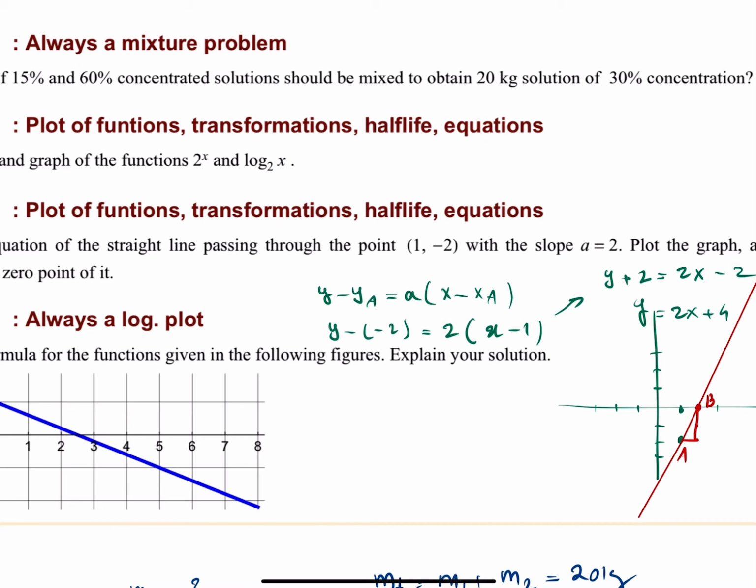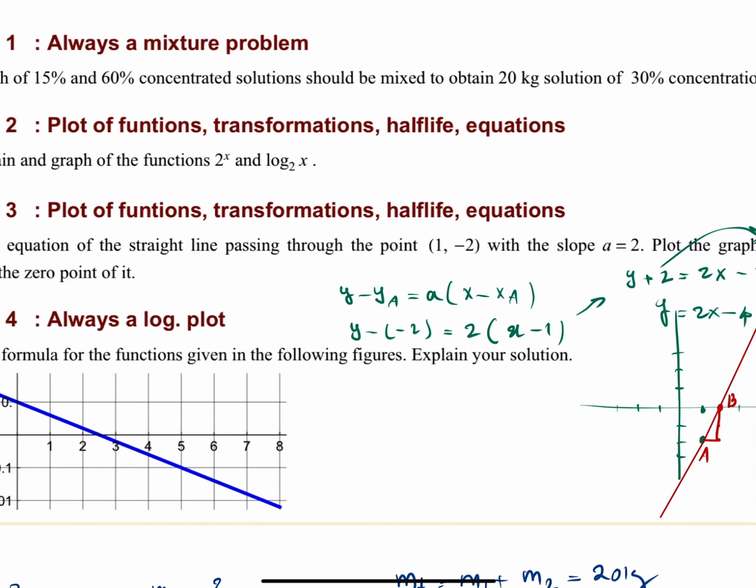Okay, it's one of the easy questions, and we can find it very easily. Excuse me, I made a mistake here. It will be minus 4, because when I move the 2 to the other side, it will be minus 4. And the domain is R.